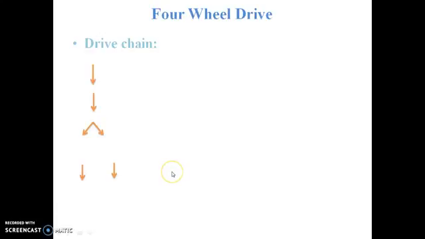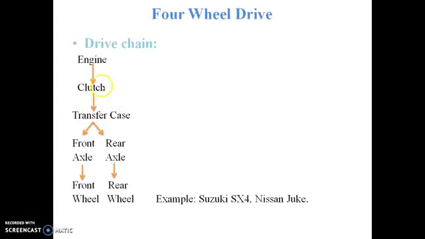Next type is the four-wheel drive. It is observed that when the automobile is driving on an uneven surface, the automobile with the conventional layout gets stuck in the pothole. So it becomes difficult for the driver to get the automobile out of the pothole. So to provide better drive and traction on all four wheels of the vehicle, there is a need of the four-wheel drive. So this is the particular drive chain for the four-wheel drive.